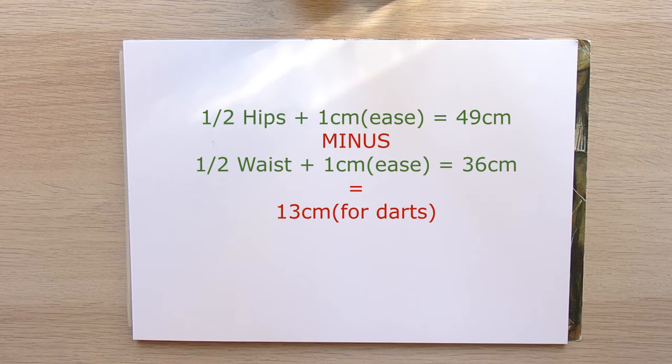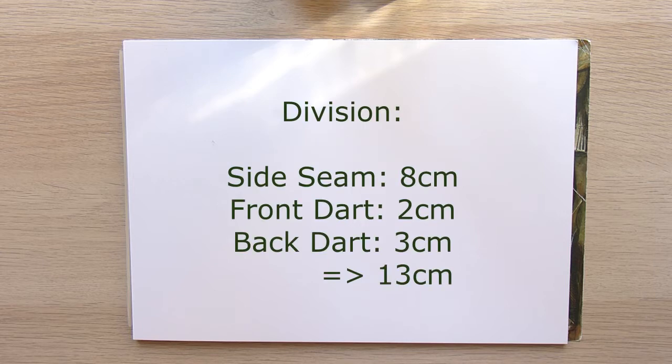Now when you take the hip measurement and the waist and do the math work, you will have the sum of 13. It's for the darts. So you have to divide this sum of 13 centimeters into 2 darts and the 1 side seam. I divided my 13 centimeters like shown. For the side seam it's 8 centimeters, for the front 2, and for the back 3 centimeters. Of course, for everyone it's different.